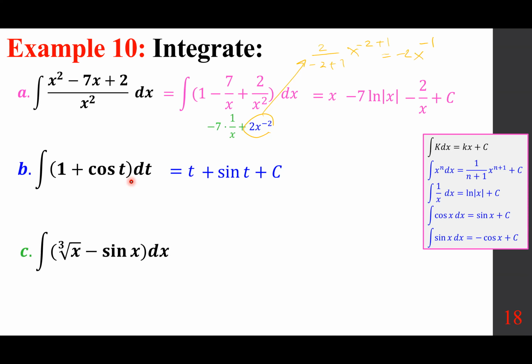All right, to integrate this, first we need to do an algebraic technique and change this to a format that can use the power rule, x to the power of 1/3. So this one, 1 over 1/3 plus 1, x to the power of 1/3 plus 1. Minus sine x. Remember, the derivative of sine is cosine, but the integral of sine is negative cosine. So minus negative cosine and a constant.